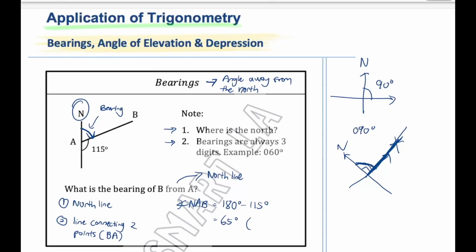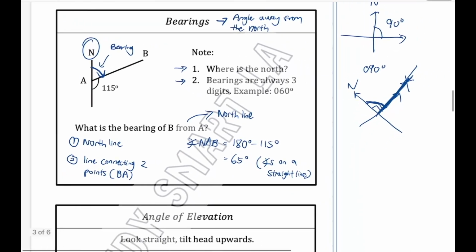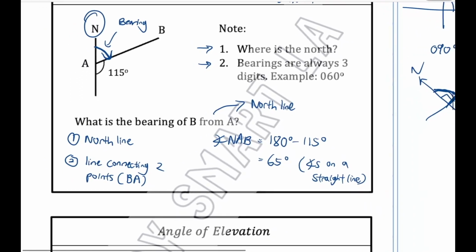And then remember to write down your property whenever you're finding angle, right? So some angles have properties. So wherever you use a property, you have to write them. In this case, the property is angles on a straight line. All right, so angles on a straight line. So I've already found the angle, right? Then because they want bearing, they don't want the angle, right? They don't want angle NAB. They want a bearing of B from A.